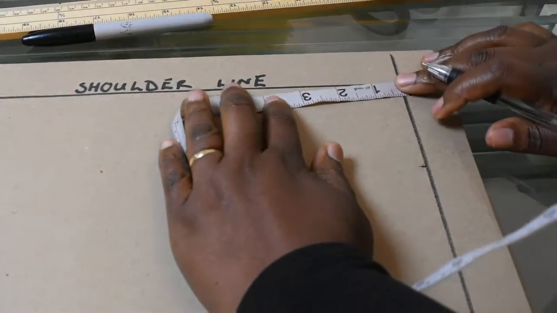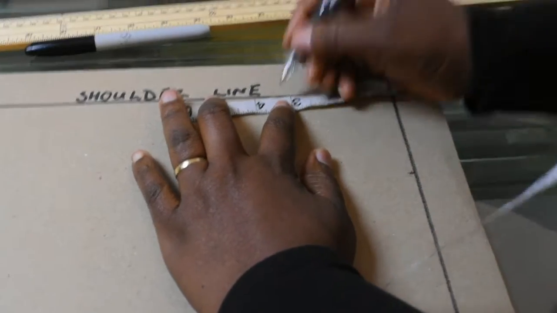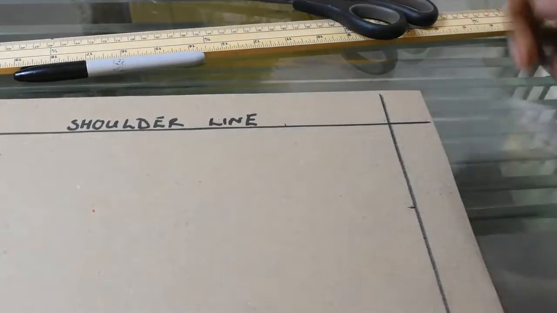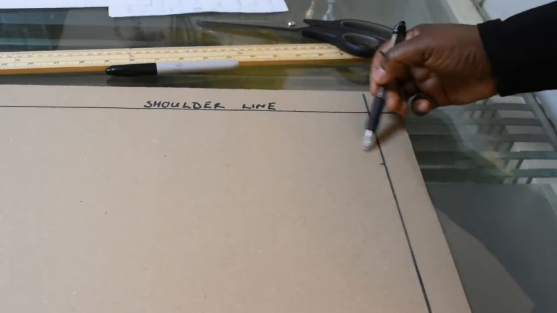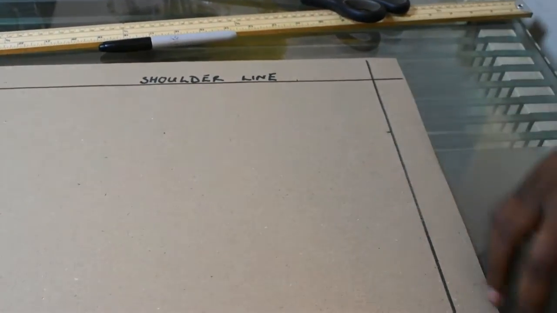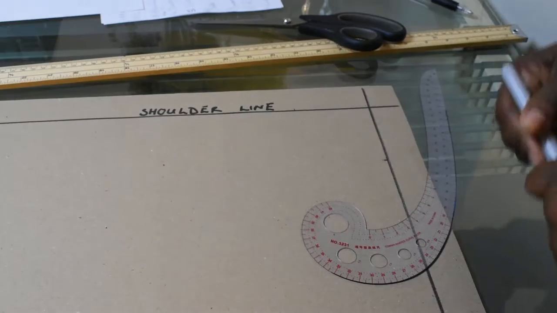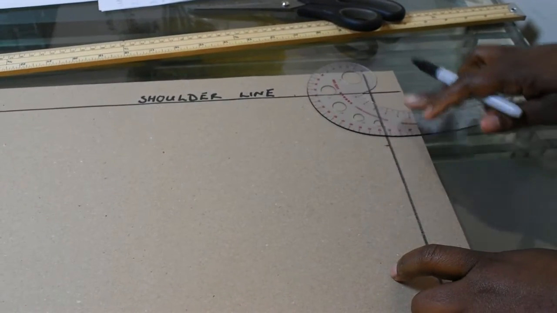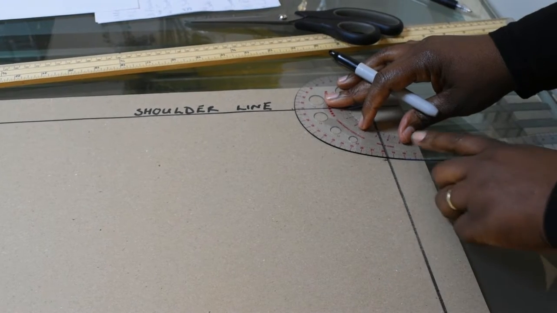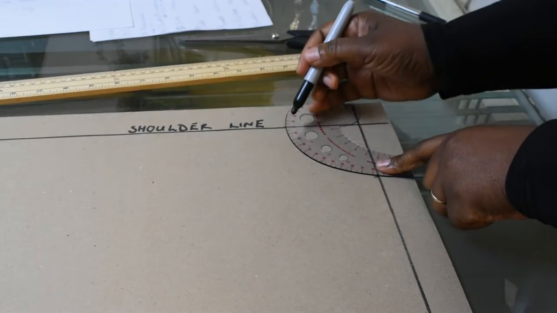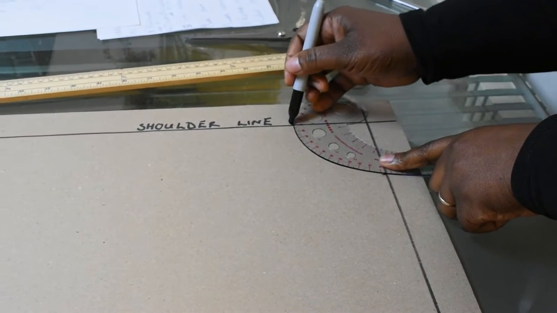Can you see? Right, measure 3 inches there. Okay, right. Now use your curved ruler to join those 2. That makes your standard neckline. Okay, this neckline can be changed later when you are making designs in the future.